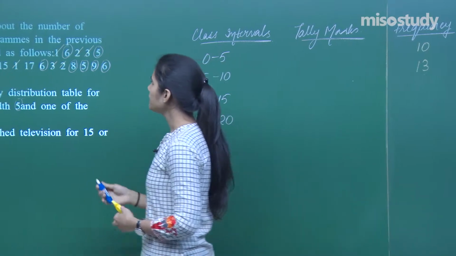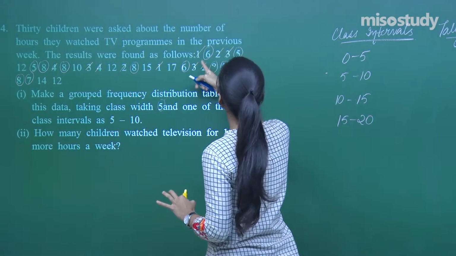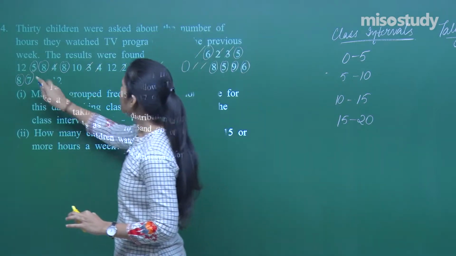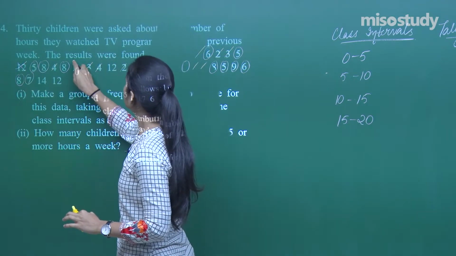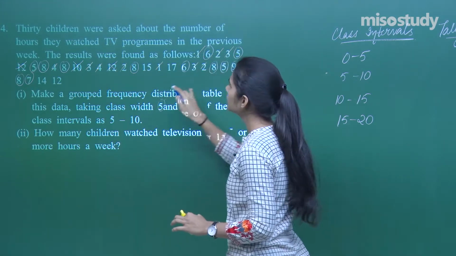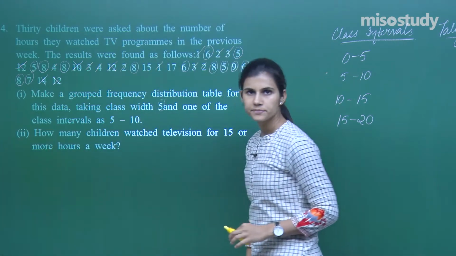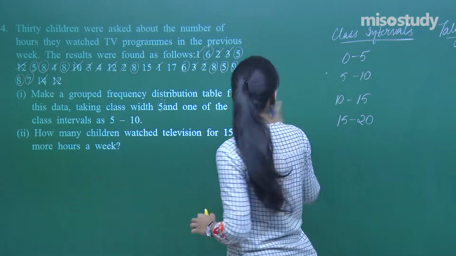Next is 10 to 15. 10, 11, 12, 13, 14. That's it. Here we have covered all: 10, 11, 12. So this is there, 10 is included. This is included. 15 we cannot include. 10, 11, 12, 13, 14. Yes. Okay. 10 to 15.